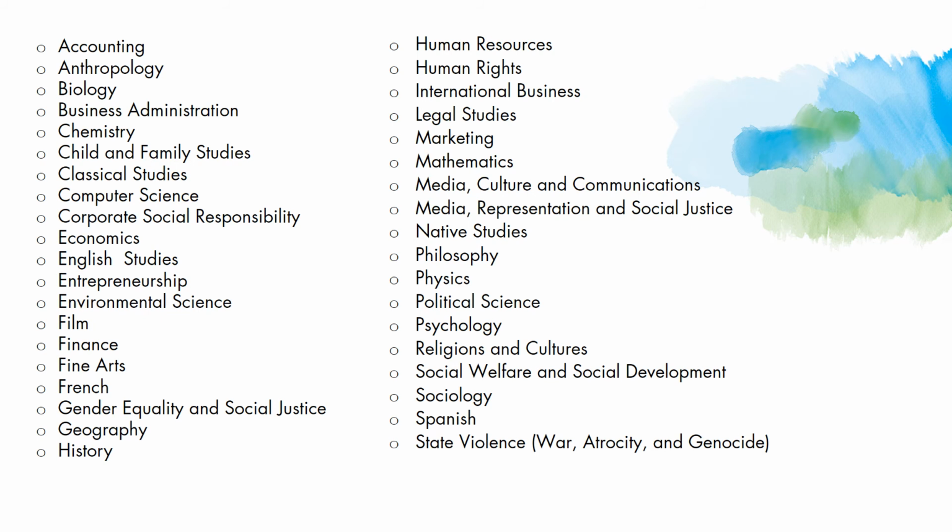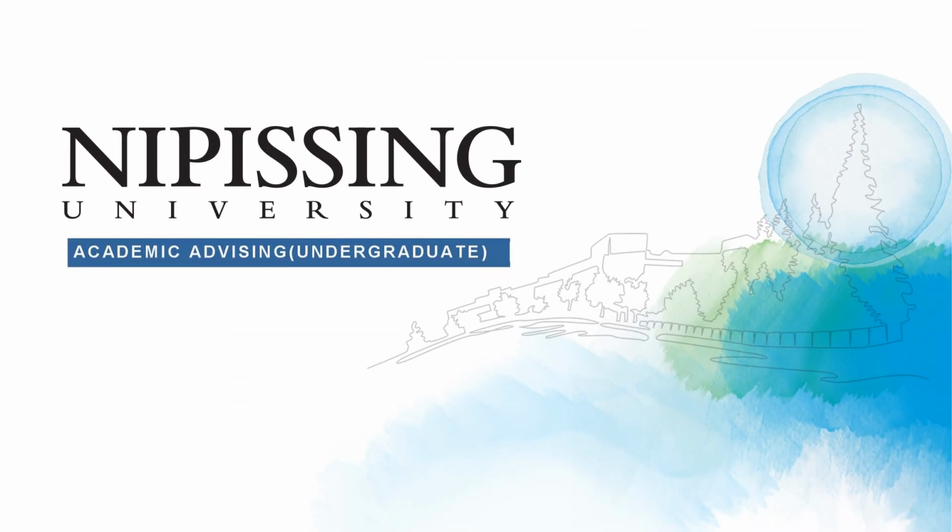Different minor options at Nipissing are as follows. If you'd like to learn more, check out the Academic Advising website for a video about minors and certificates. If you'd like more information about concurrent education requirements and teaching subjects, please review the video found on the NSO website under the Concurrent Education tab. Take some time now to review the videos by the Registrar's Office to better assist you in understanding how to navigate WebAdvisor and the registration process.